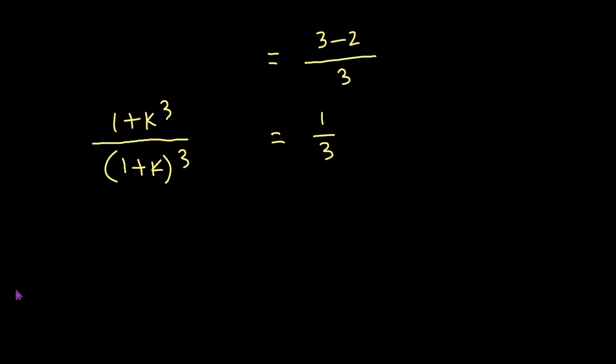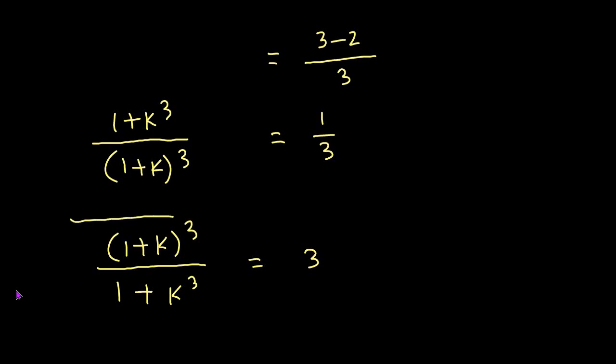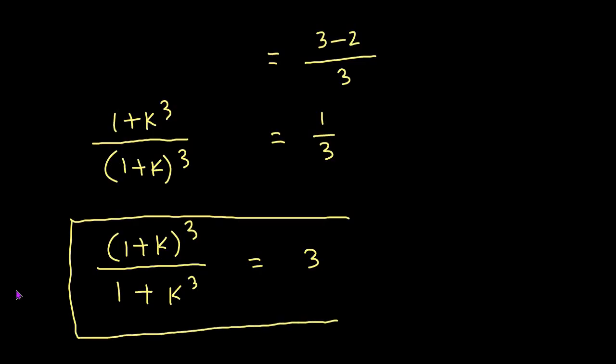So we'll reciprocate the value (1 + k)³/(1 + k³), which is our desired expression, and it equals 3, because the numerator 1 goes in the denominator, and the denominator goes in the numerator. So 3 is our required value. This is how we can get the value from the given expression.